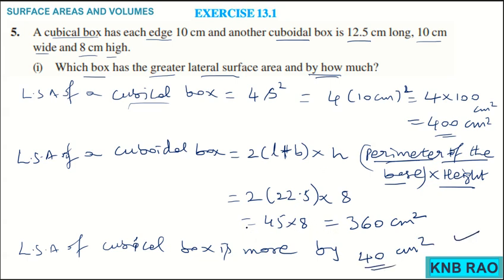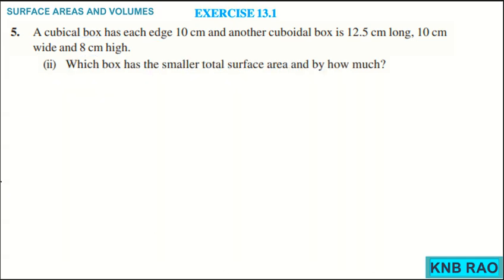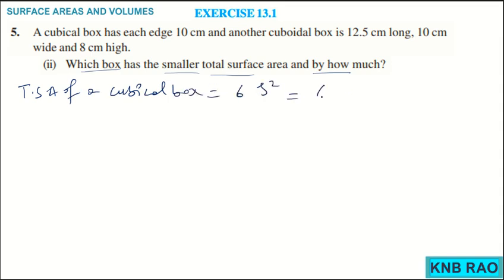Now, moving on to the second part in the same question number 5. Which box has the smaller total surface area and by how much? Again, we will go for the total surface area of a cubical box, which is nothing but 6 times S square, that is 600 centimeter square.